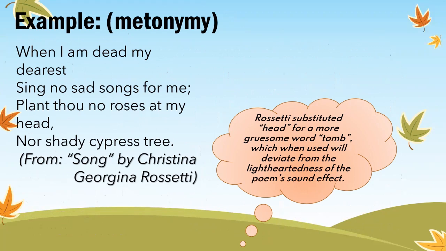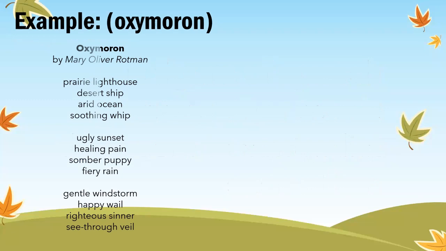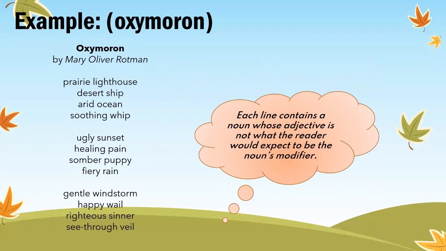Remember, this figure of speech puts together words that seem to contradict each other. Remember, a while ago, irony is different, okay? Really contradicting each other: ugly sunset, healing pain. How can a pain be healing if it's pain, right? So that's kind of an oxymoron.